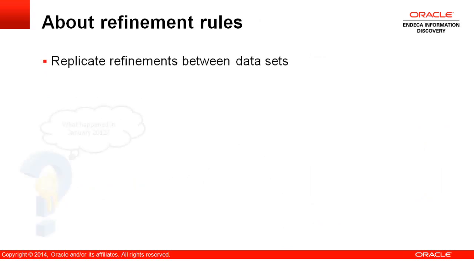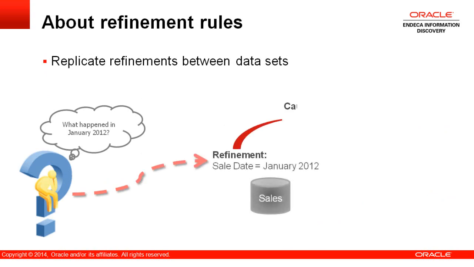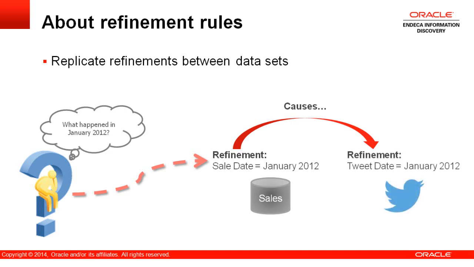Refinement rules allow a refinement from one dataset to be replicated for an attribute in a different dataset. For example, when you refine the sales date by a specific date range, the tweet date is also refined by that date range.